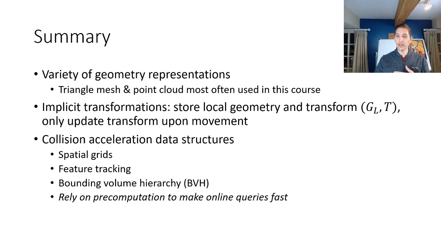Okay, so in summary, we've gone through a variety of different geometry representations. We'll most often talk about triangle meshes and point clouds in this course because they're quite versatile and also they map very closely with sensor data. We talked about the implicit transformation representation of worlds and also several different types of collision acceleration data structures. Note that all of these rely on pre-computation to make the online queries fast.